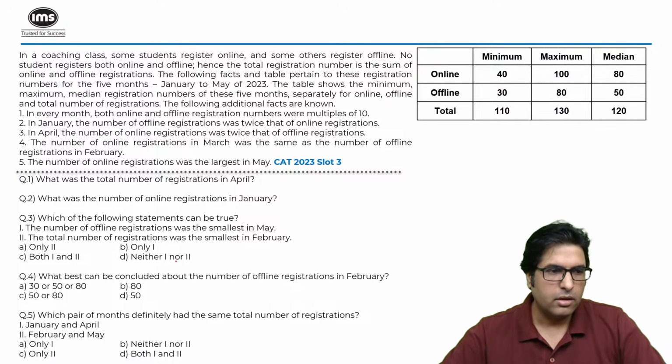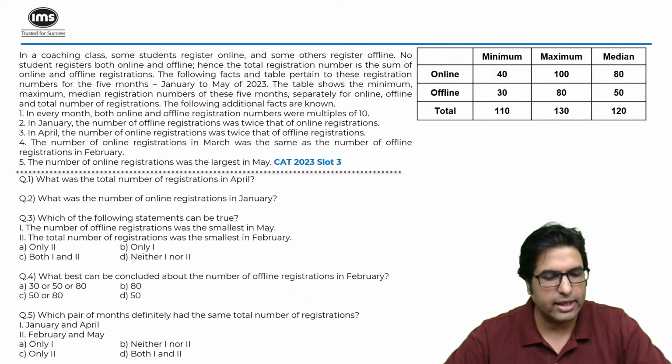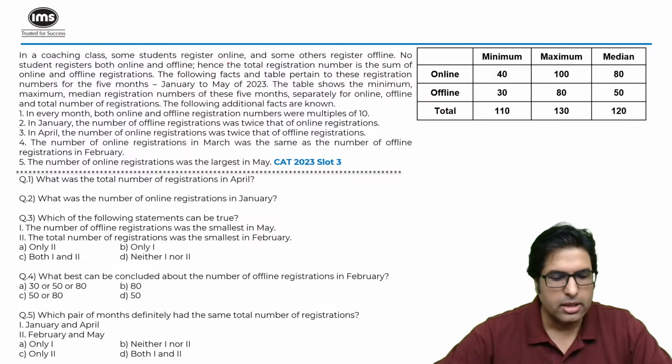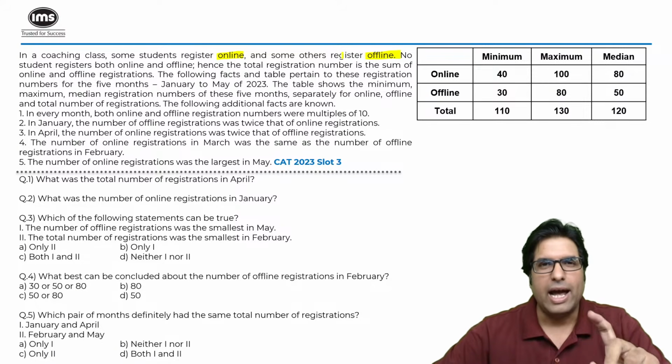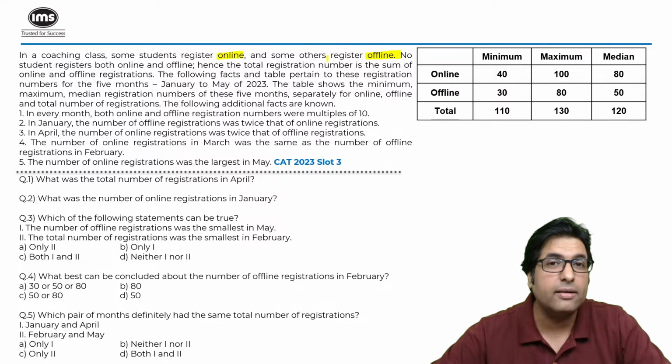All right. I'm assuming some of you would have had the opportunity to go through this set. The conditions in a coaching class, some students register online and some others register offline. Now again, you get two sets, online, offline. If there is a possibility that some people register for both online and offline, the moment you get such a clue, you will create a perfect Venn diagram because there is some common ground, some intersection.